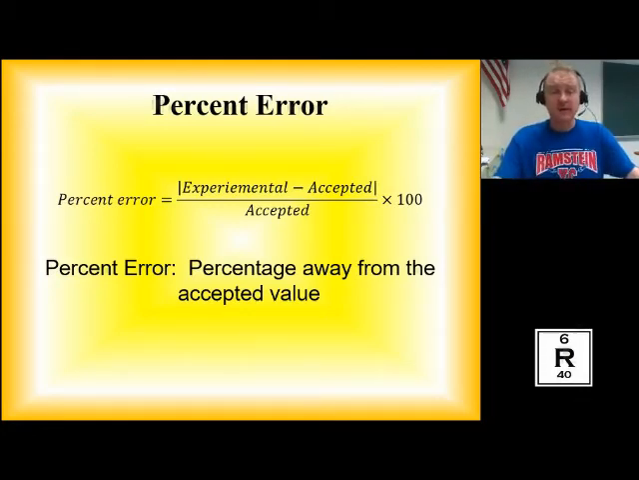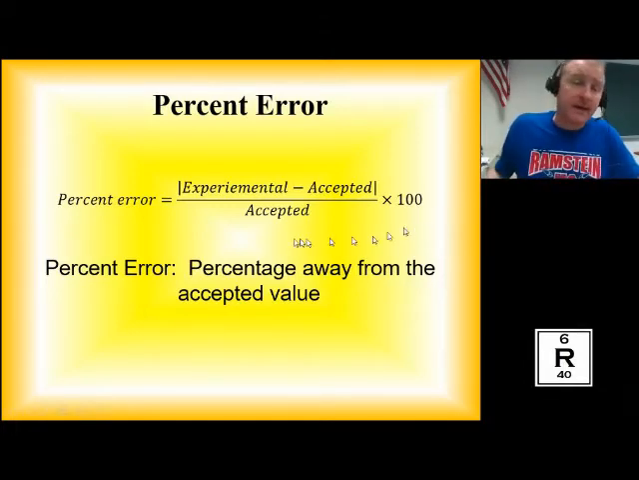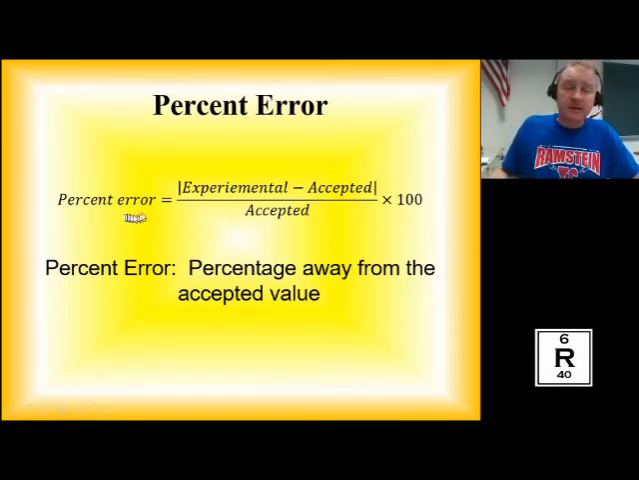Our percent error calculation is calculated like this. We're going to do this a lot in this class. The percent error equals the experimental value minus the accepted value. Experimental is what you got in lab, what you actually did, minus what you should have got, the accepted value. These vertical lines mean the absolute value. So the experimental minus the accepted, and don't make it a negative, it's the absolute value.